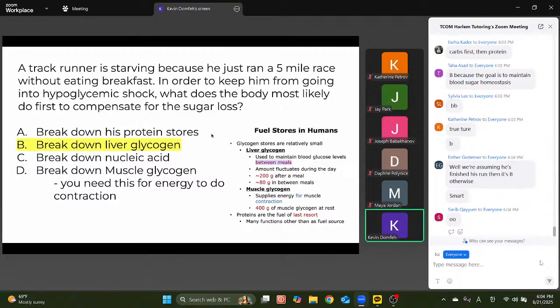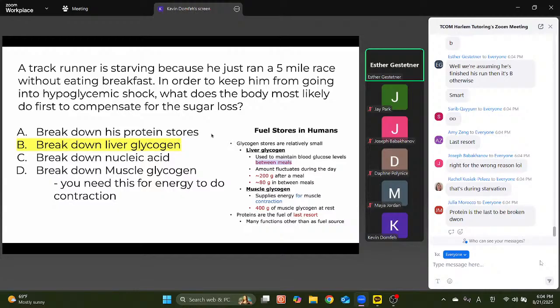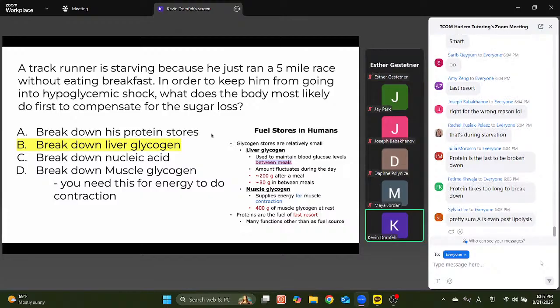I saw someone pick A. Why is A wrong? Because A is only after the fact, like when he has no more left and doesn't have anything. A is the very last resort, right? Your very after last resort, gluconeogenesis. Yeah, exactly. A is your very last resort, right?